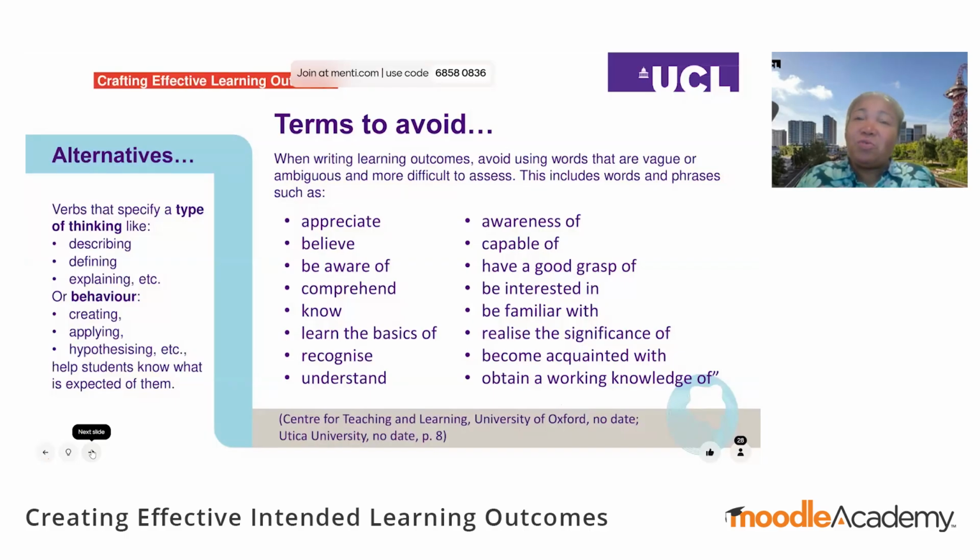So as I said before, if you understand something, that generally means that you're able to explain it. So instead of understand, you want to use an active verb like explain, describe, define, and so on. If you want to find a verb to describe a behavior, are they able to create? Can they apply? Will they be able to hypothesize? That's the sort of active verb that you would use instead of these more wishy-washy words and phrases. These are good for objectives. They're not good for outcomes.